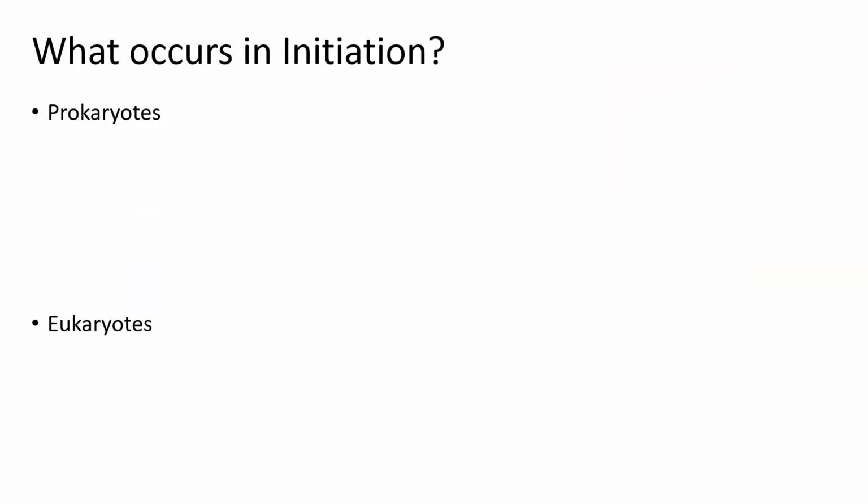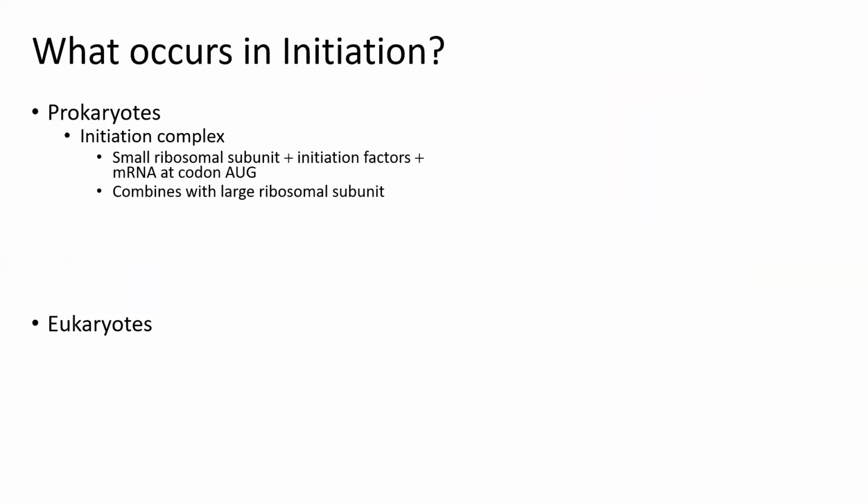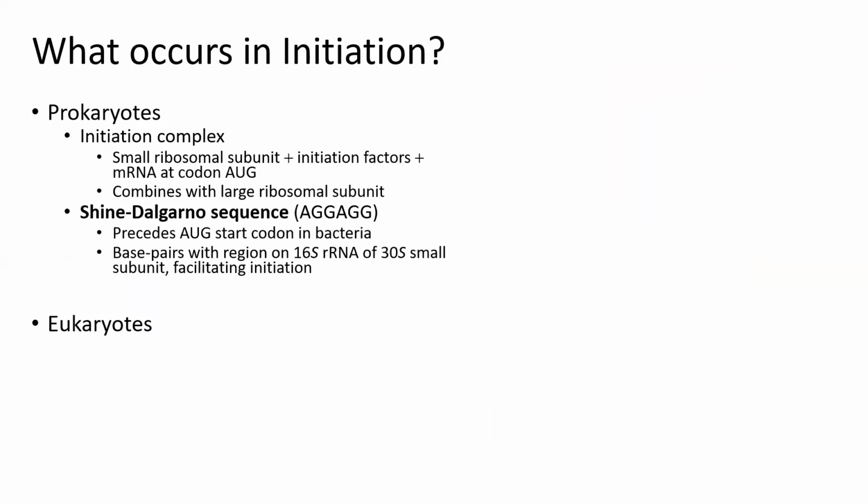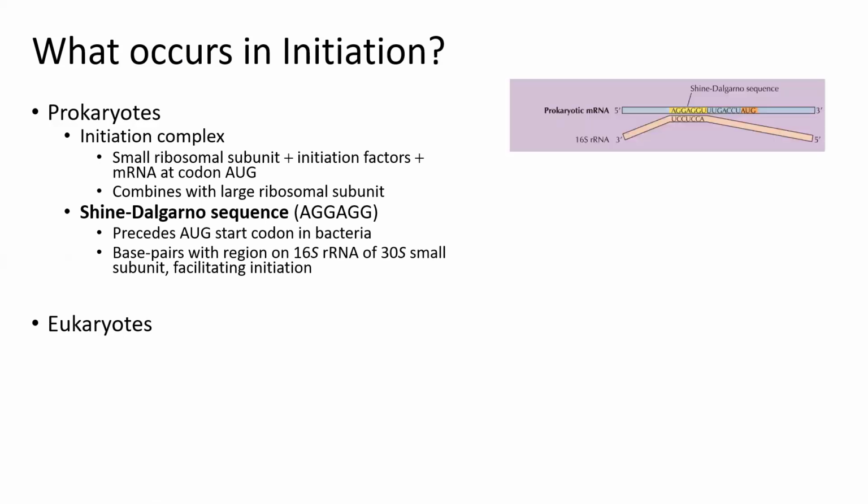So now translation also has the same three steps: initiation, elongation, and termination. In prokaryotes, there is an initiation complex that involves a small ribosomal subunit, a couple of initiation factors, and mRNA at the codon AUG.